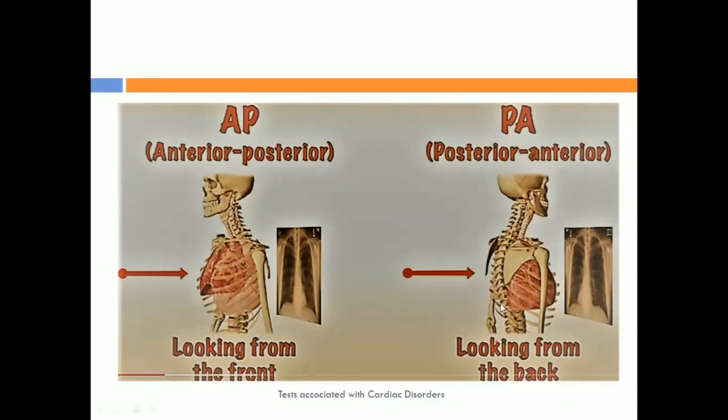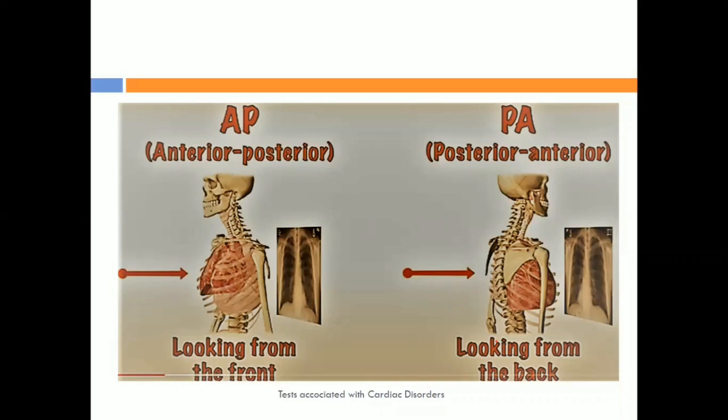If you can see this PA view, here the X-rays are penetrating from the back side of the person. It means the person is looking towards the detector. In AP view, the person looks towards the X-ray machine, and in PA view, the person will look towards the detector, right? This is how your AP view and PA view look.